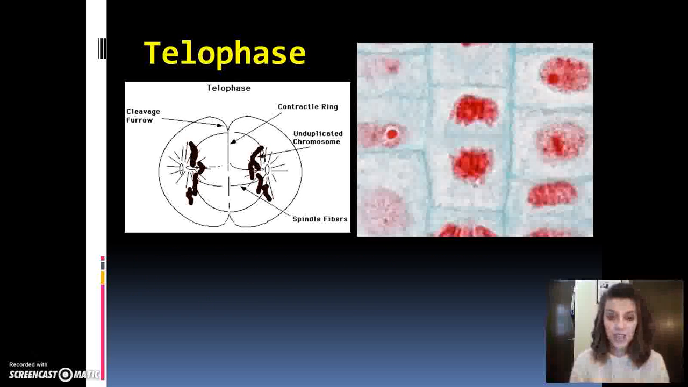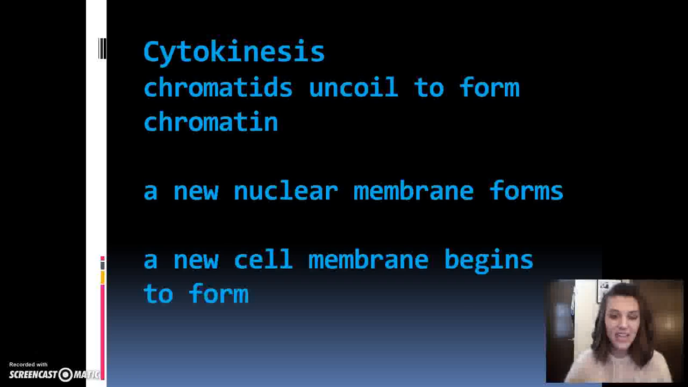All right, so here's our telophase, and you can kind of see this taking place where we start to have more of a chromatin form of our DNA, and we are starting to see them become our two different nuclei for our cells. Then our very last phase is cytokinesis.